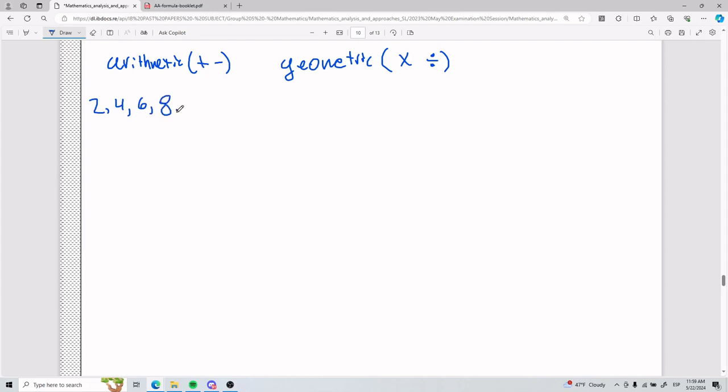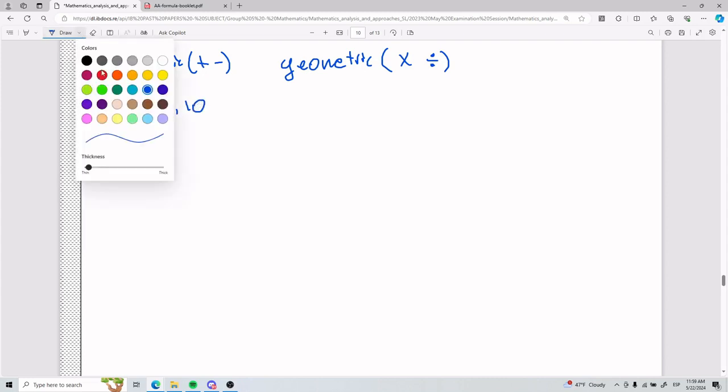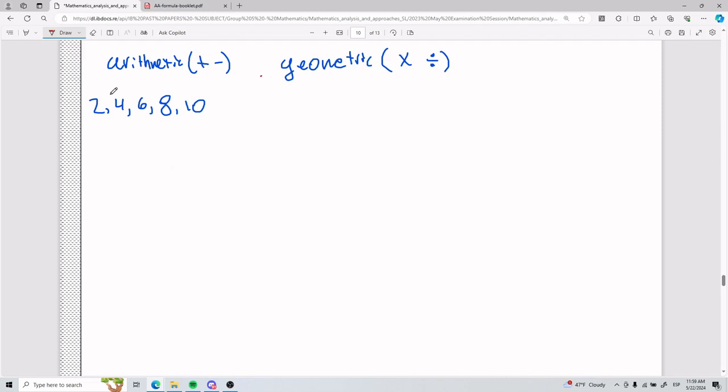A sequence has two different sorts of worlds. You have the arithmetic ones, as you saw earlier, and you also have the geometric ones. Arithmetic ones are for adding and subtracting, and the geometric ones are for multiplying and dividing. An example of an arithmetic sequence could be 2, 4, 6, 8, 10. Each time, what are you doing? You're adding 2 each time.